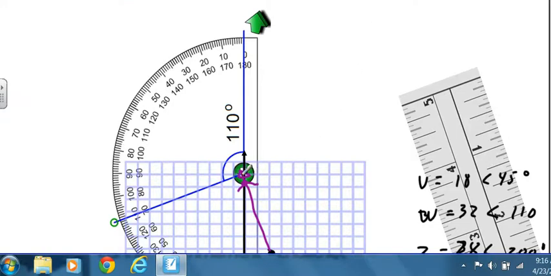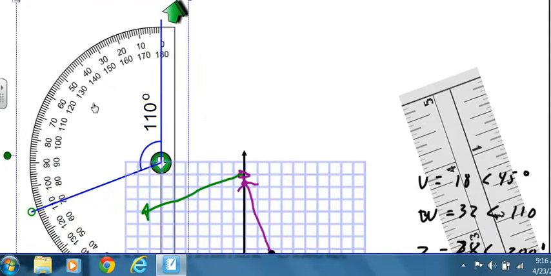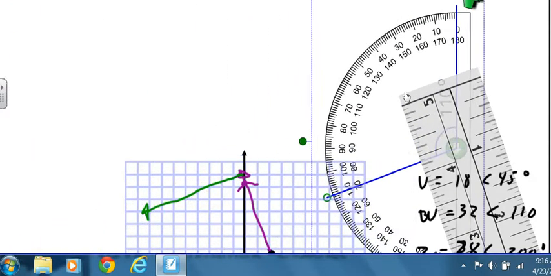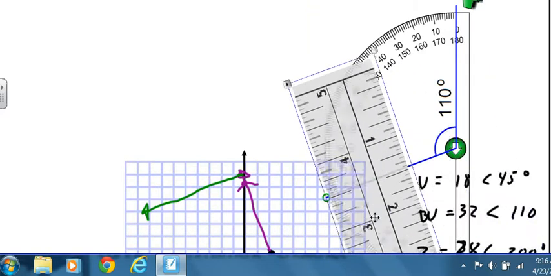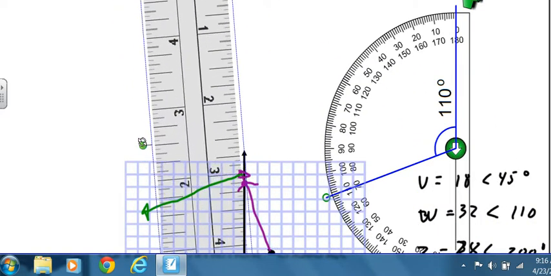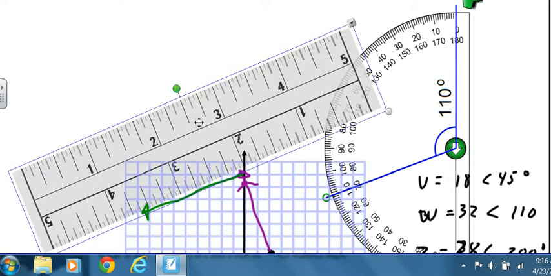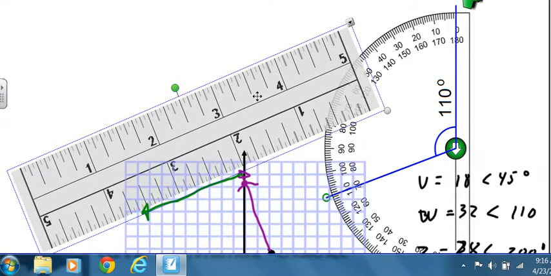Anyway, so I'm coming this way, and I want to come 28. And 28 is a little bit less than an inch on my ruler. So I'll put this guy over here and grab my ruler. Take my ruler around. So it's a little less than an inch.